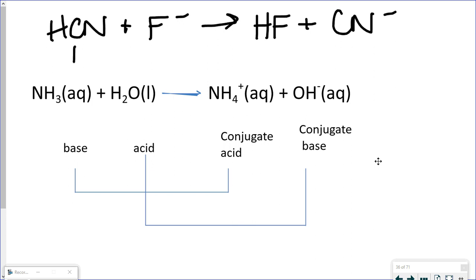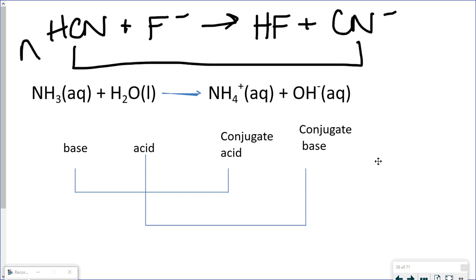So the HCN becomes the CN negative. It's losing a hydrogen from the reactant side to the product side. So this is our acid and it becomes our conjugate base. I'm just going to abbreviate it CB. Whereas the fluoride and the hydrofluoric acid pair together. It added a hydrogen from one side to the other. Therefore, it is going to be our base and becomes our conjugate acid if we were labeling these out.